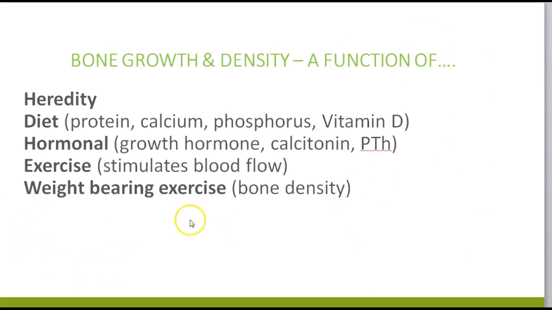Okay, so looking at bone growth and density. This really is determined by these 5 things here. So our bone density can be hereditary, and the way that our bones grow can be hereditary. So if you've got parents with low bone density, there may be a chance that it would be passed on to you. The same as bone growth. If your parents have any bone abnormalities, then they might be passed on to you.